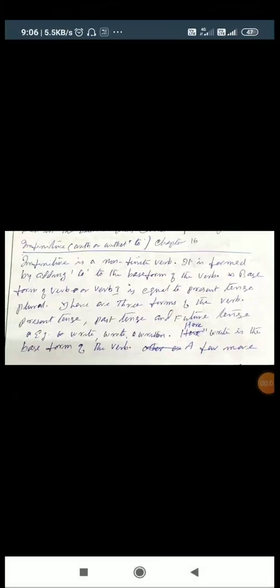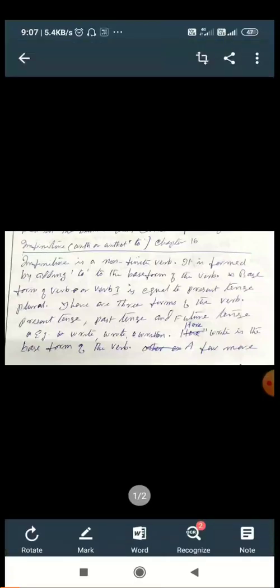Today we are going to see the use of infinitives. For the coming exam, you have a question: fill in the blanks with the correct form of infinitive, with or without to.